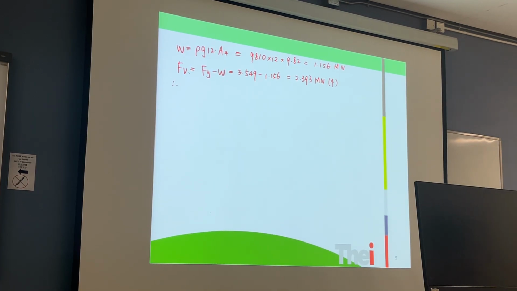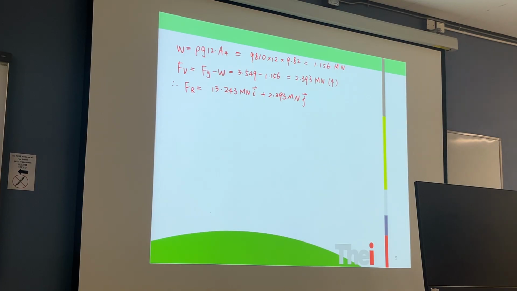So the resultant force Fr is equal to the horizontal force, which was calculated to be 30.23243 meganewton i hat, plus 2.393 meganewton j hat. Okay.